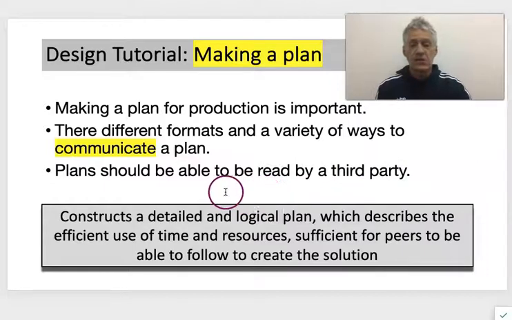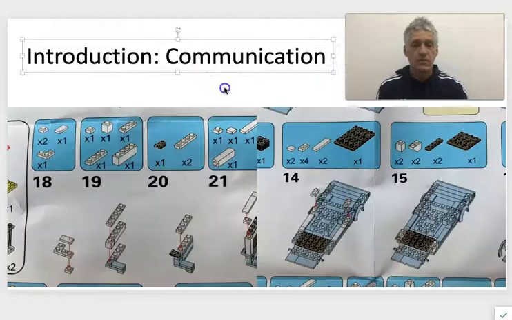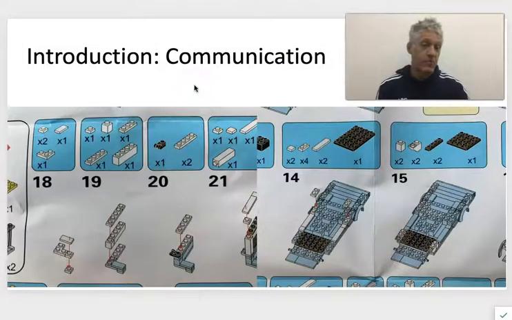Now, this video is mainly focused on MYP Year 4-5 students. However, constructing a plan goes in any curriculum or in any design situation. In this case, the MYP criteria suggests that we need to make a logical plan. It needs to describe efficient use of time and resources. These words are important because if you make a plan and you're not efficient, you're going to go out of business as a designer and or a maker. And it needs to be sufficient for peers to be able to follow and understand it and create your solution.